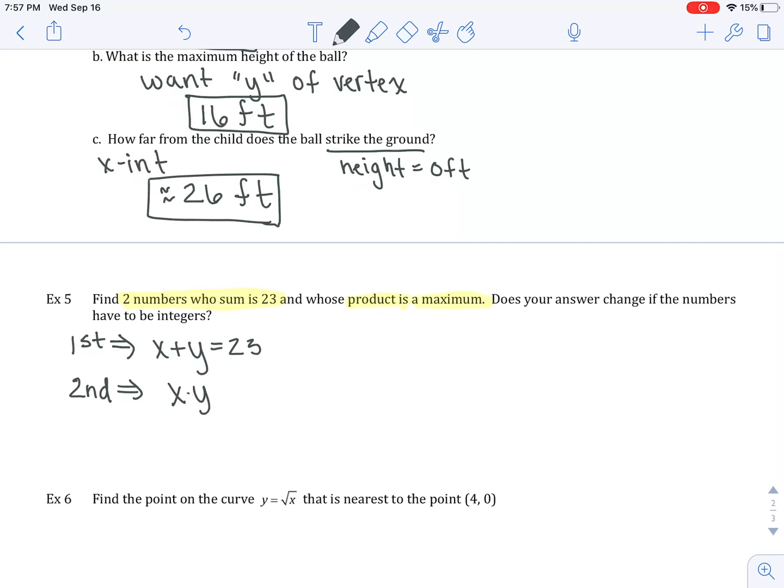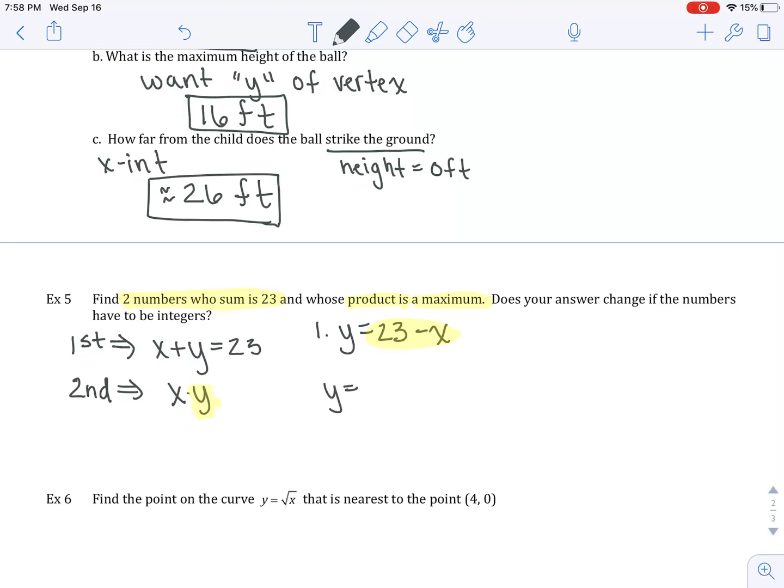All right, so I'm going to take the first equation and get y by itself. I'm just going to subtract the x over, and I get y equals 23 minus x. Okay, so now that I have a y, I can plug this in for the y in the second one, because I have to combine the two together.